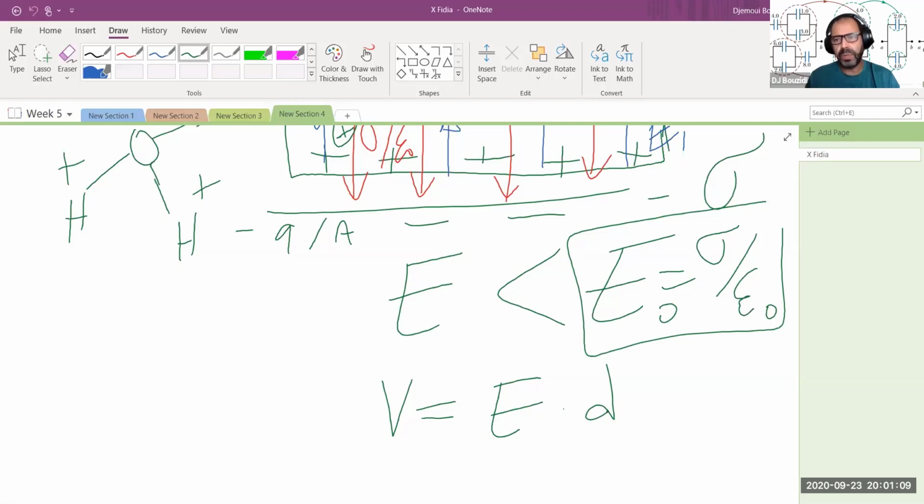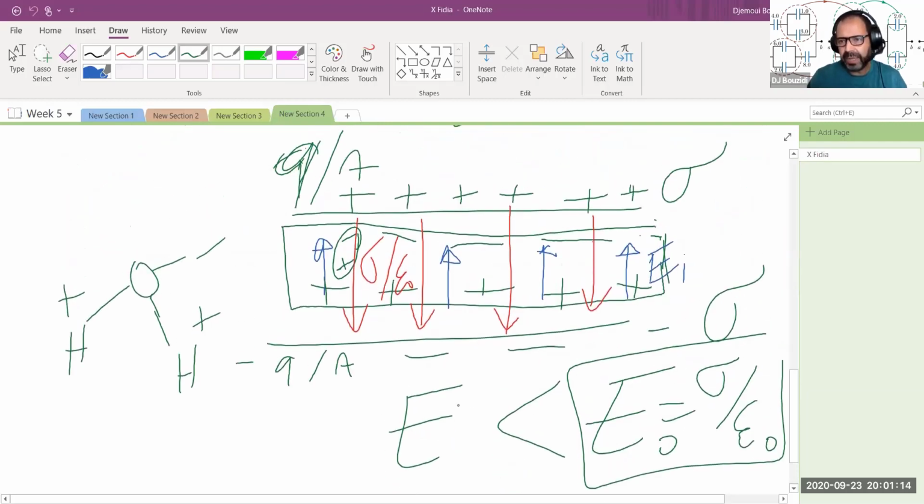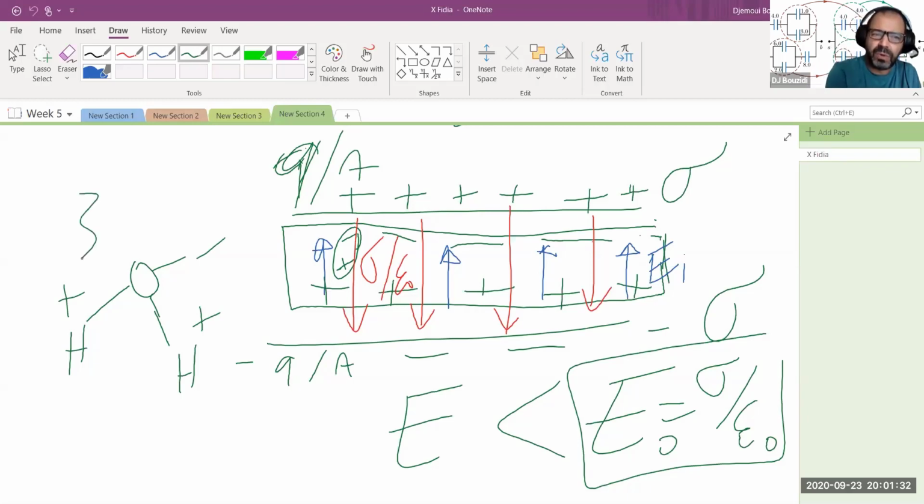Do you understand the point in here? If it is air by itself, the air breaks around 3 million volts. That's when you see the lightning. That's when you see the spark, okay? In order for you to create the lightning effect, you need to reach at least about 3 million volts, okay?